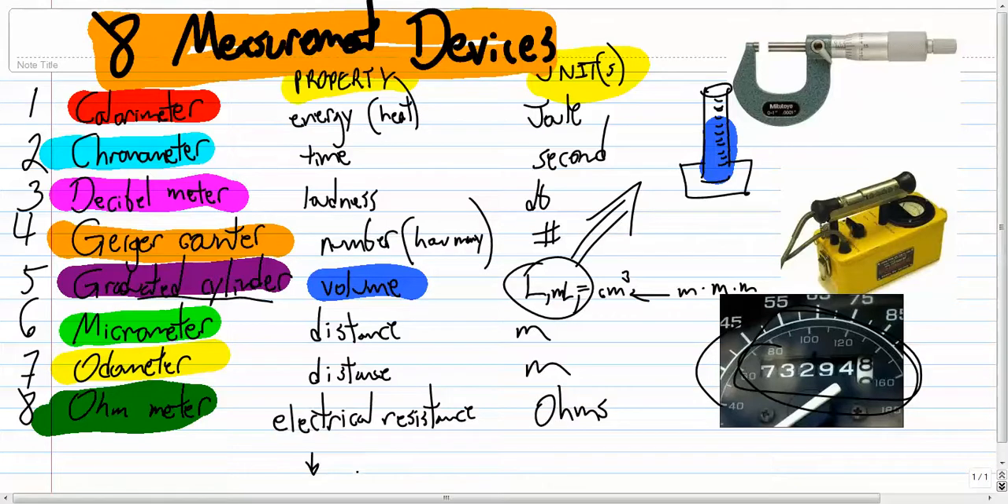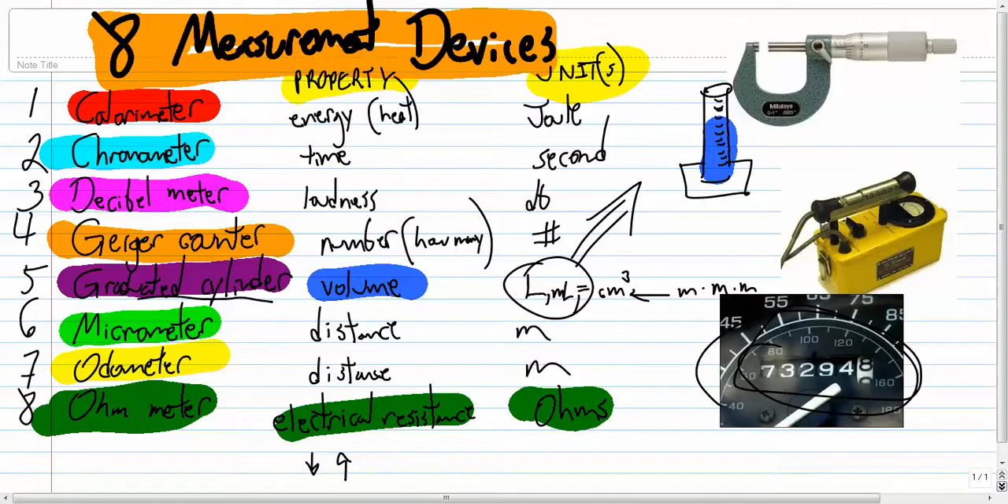Or let's say you have a wire that's not very good. It's not made of nice copper or gold or something. It's made of something like tin or who knows what. It would have a higher electrical resistance. Anyway, the unit for electrical resistance is the ohm.